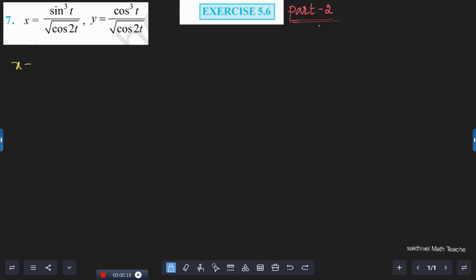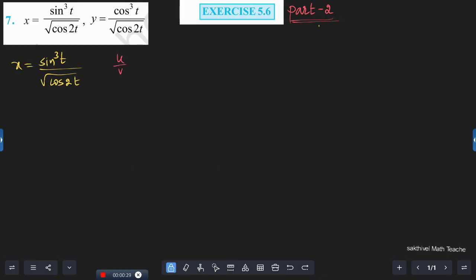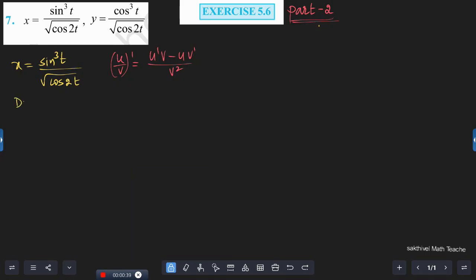So x is equal to sine cube t divided by square root of cos 2t. This is the question for x. This looks like a quotient rule actually. u by v derivative: u dash v minus u v dash divided by v square. Right. So when I differentiate with respect to t, what am I getting? dx divided by dt.